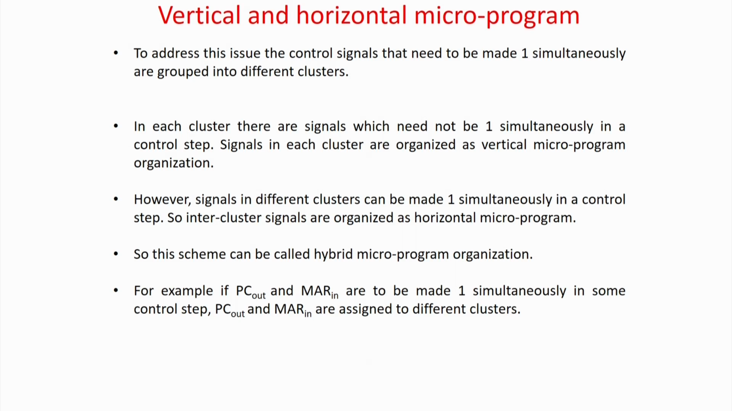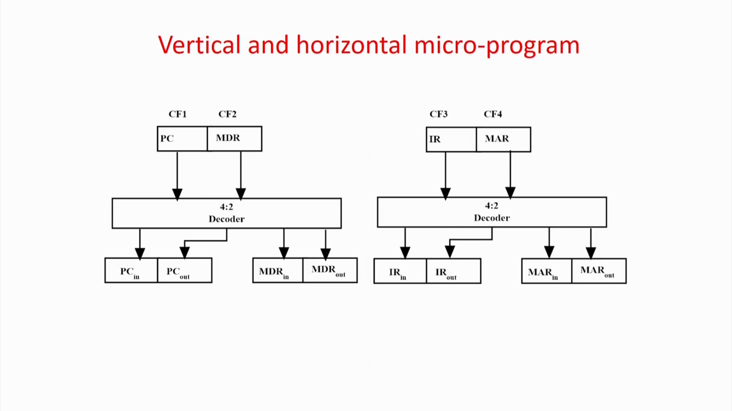I will take a figure and then I will come back to the theory. So these are clusters. So we are clustering. Now we will not make full compression. What we will do is try to find out which signals are required to be 1 simultaneously. Like I told you, PC out basically always requires to feed memory address register in. That is generally what we have observed.